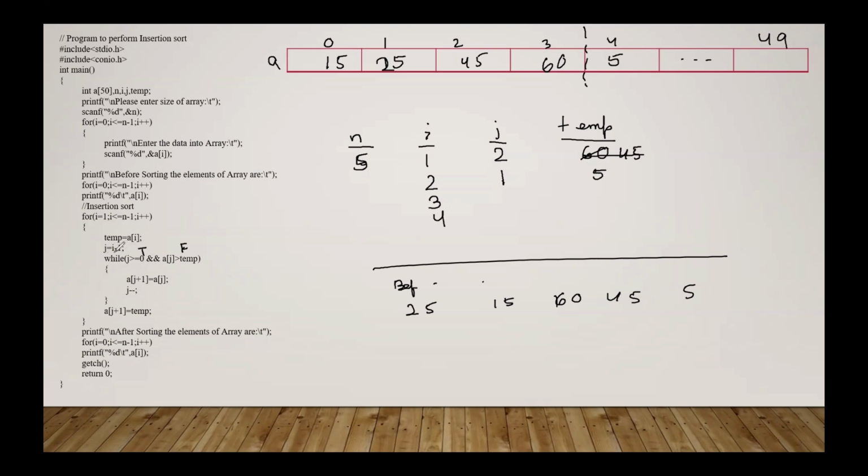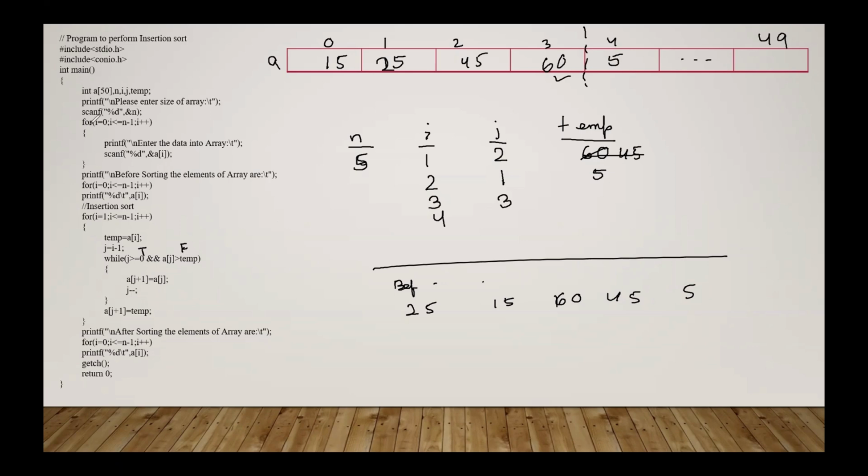Then j is i minus 1. What is i? 4. 4 minus 1 means it is 3. Then j is greater than or equal to 0. Yes, it is true. And a[j], a[3], this value is greater than temp. Temp is 5. Yes, it is true. If it is true, then j plus 1, that is 3 plus 1, 4. a[4] stores which value? 60.